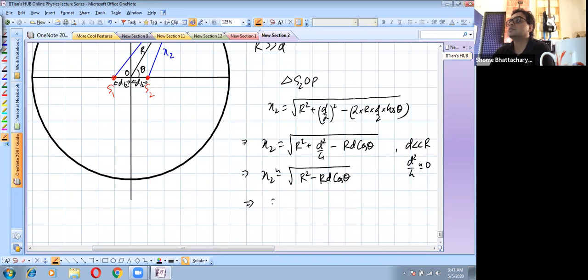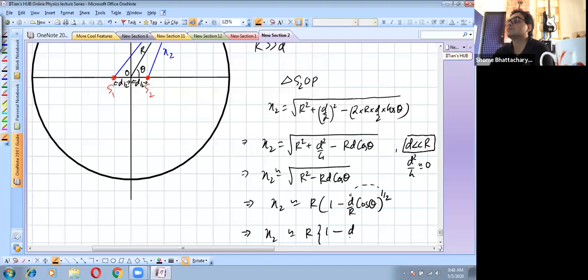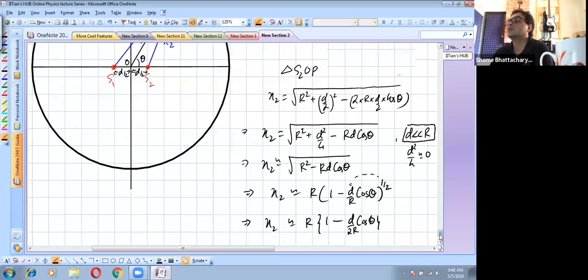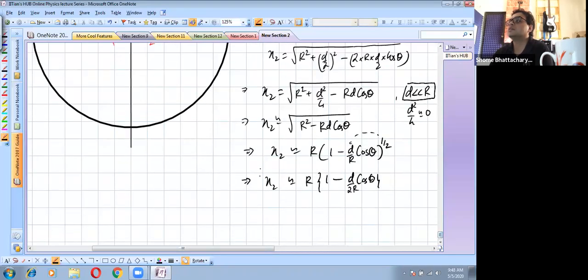And further, you can take r common. So it is 1 minus d by r cos theta to the power half, where again you can bring the power inside, binomial approximation, because d by r cos theta is small compared to 1, so I can use binomial approximation. So this is how I can finally relate my x2 in terms of theta.